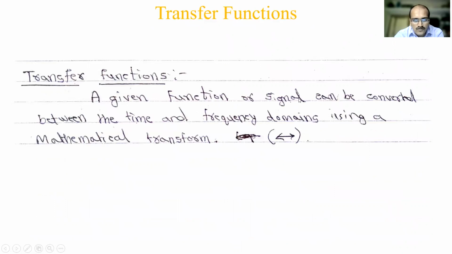A given function or signal can be converted between the time and frequency domains using a mathematical transform. If any function or signal is there, we can convert it from time domain to frequency domain. A number of mathematical transforms are there. One of the transforms you have studied is the Laplace transform. Similarly, there is the Fourier transform and the Z transform, which you are going to discuss in the signals and systems part. Here, I will be using the Laplace transform, which we have discussed in network theory also. We will not discuss the Laplace transform again; we will directly use the time domain to frequency domain conversion.